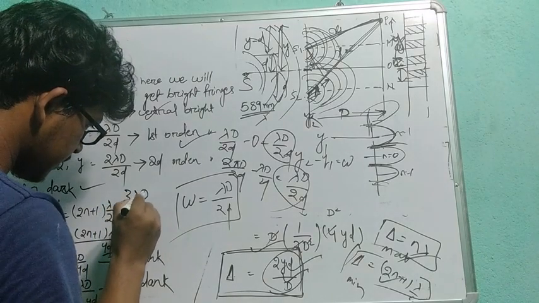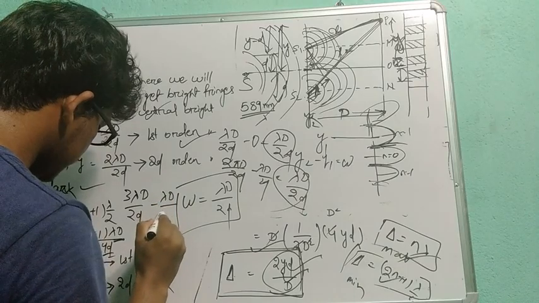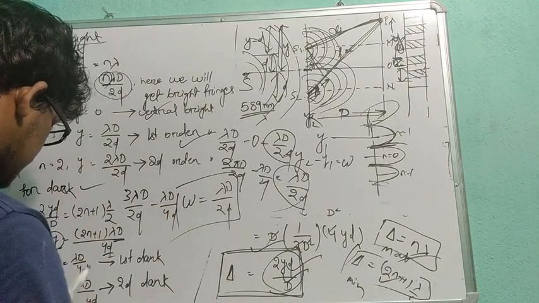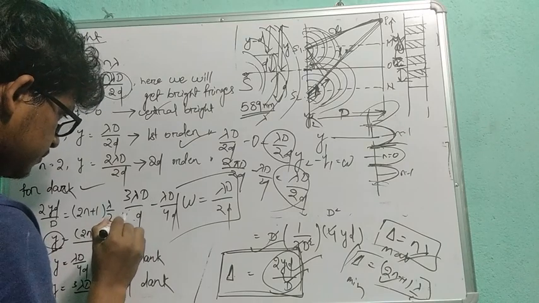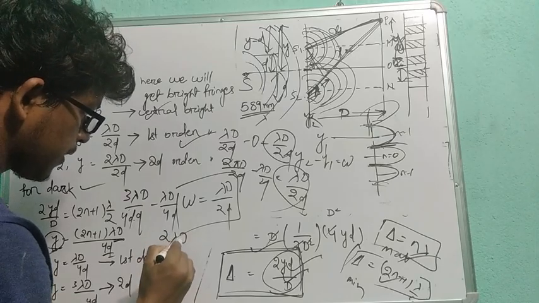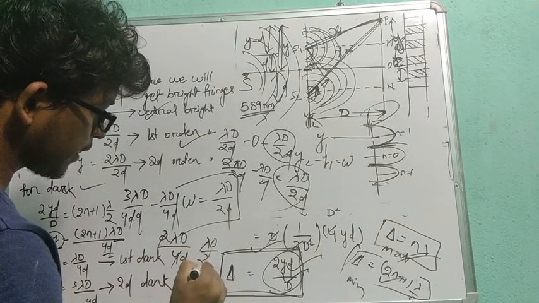3 lambda d by 4d minus lambda d by 4d. How much will it be? 2 lambda d by 4d. 2 cancels, lambda d by 2d.